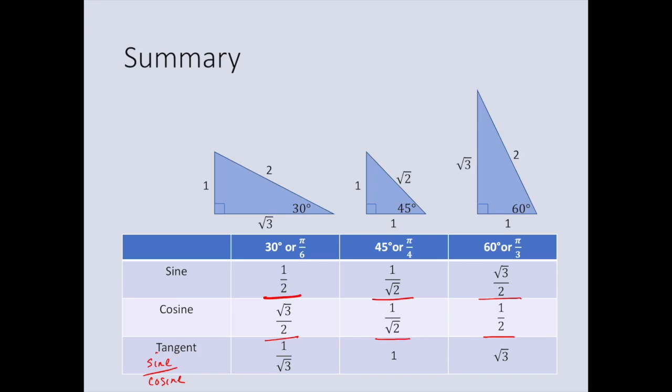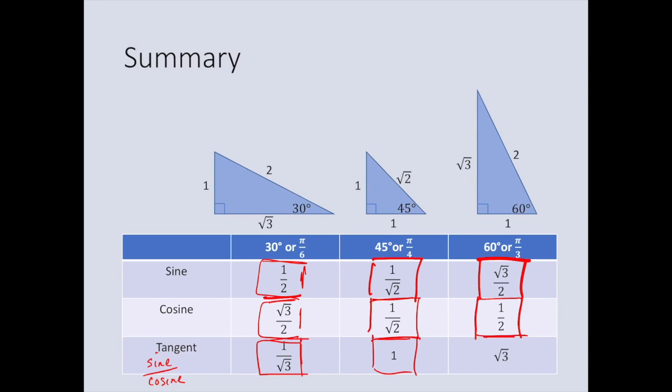We get half divided by root 3 over 2. Half divided by root 3 over 2 equals 1 over root 3. Hopefully that makes sense. Let's do it for 45 degrees. So 1 over root 2 divided by 1 over root 2 is 1. Root 3 over 2 divided by a half is root 3.